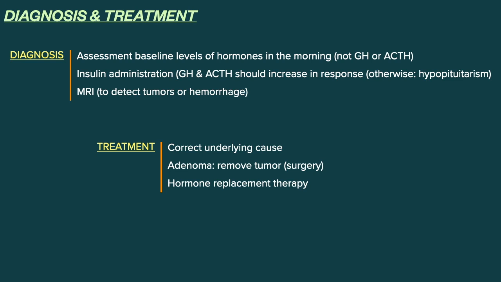Treatment of hypopituitarism is based on correcting the underlying cause. In the case of an adenoma, surgery can be performed to remove the tumor. Hormone replacement therapy might be needed if the pituitary damage is severe.